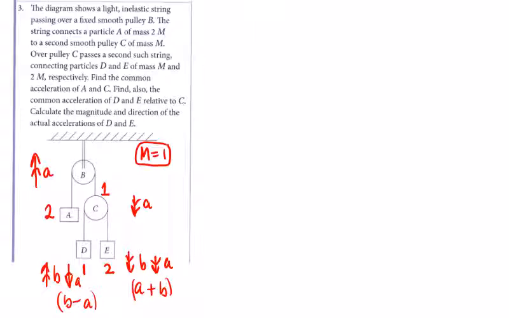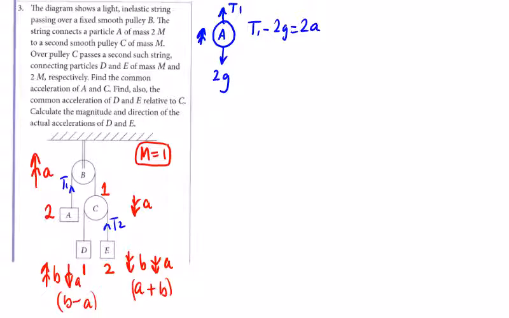Starting with A. We have my string, we'll call it T1. And we call the other one T2. I have mg. A, we said it was 2, so 2g, and acceleration in this direction. So we're going to get T1 for A: T1 minus 2g is equal to ma, 2a.